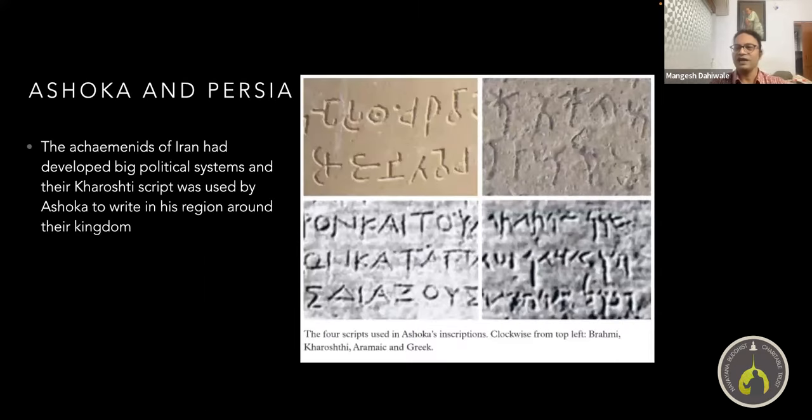And Ashoka and Persia had connections, because at that time the present Iran was ruled by the Achaemenids, who had developed big political systems, and their Kharosthi script was used by Ashoka to write in the region around their kingdom. So these are the four scripts that Ashoka used to propagate his message. Now some scholars say that Ashoka derived his scripts from the scripts used by the Achaemenids.